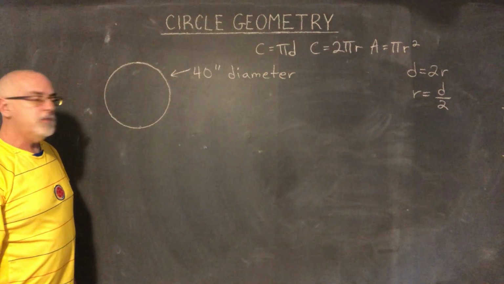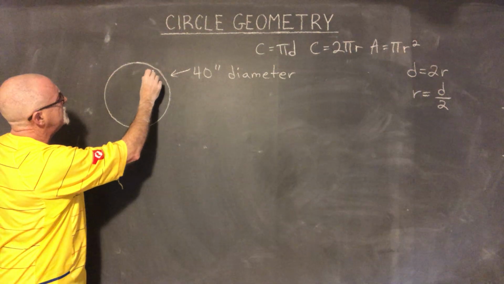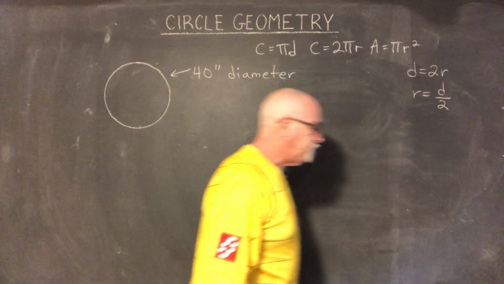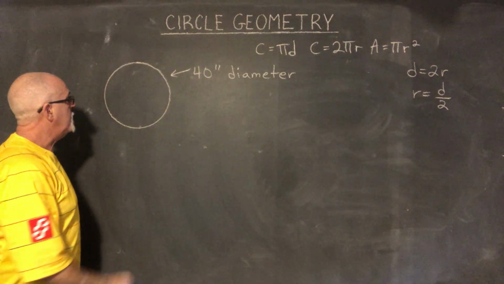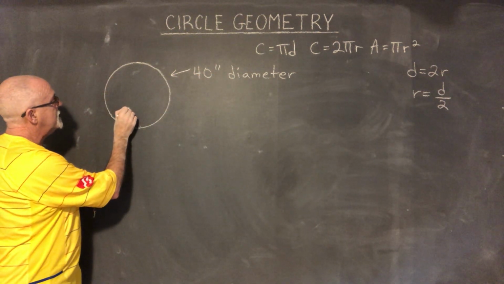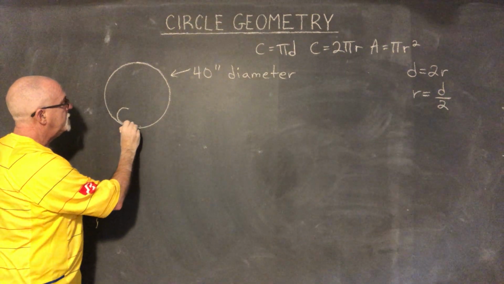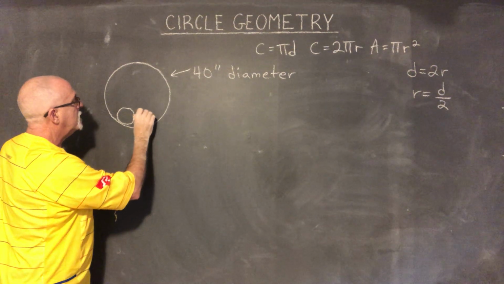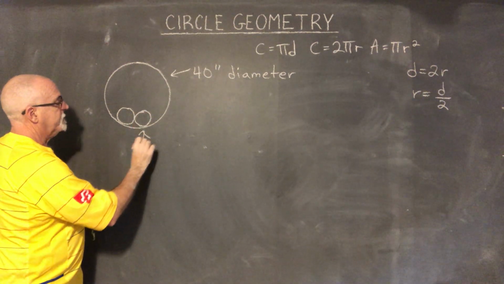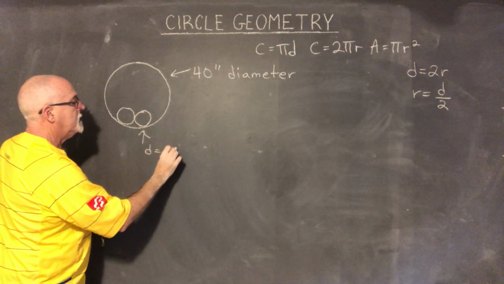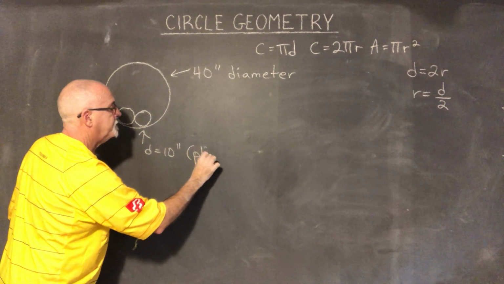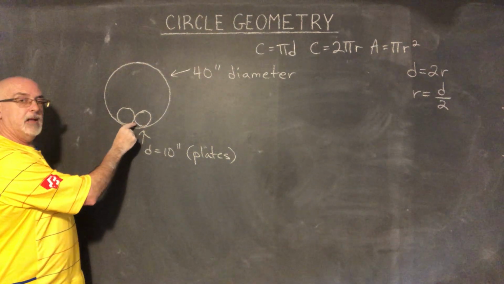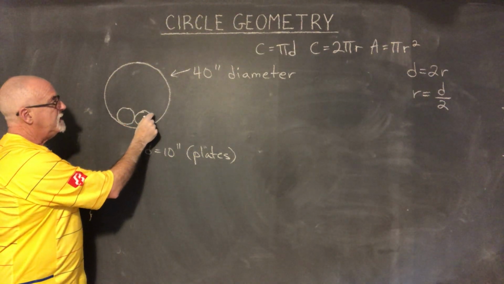On it, we put dinner plates. Now, 40-inch diameter. The diameter of the dinner plates is 10 inches. It's not a very big dining room table. The diameter of the dinner plates is 10 inches. So I'll draw one of them. It's not perfectly drawn, I'm sure. And then I'll draw a second one. Diameter equals 10-inch plates.